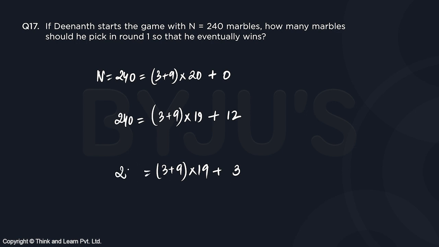So this is going to be 231. So he's going to leave those many marbles for the second guy. So he should pick an overall of 9 marbles in order for him to win. So the answer is going to be 9.